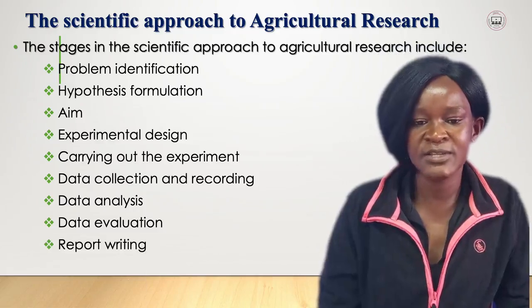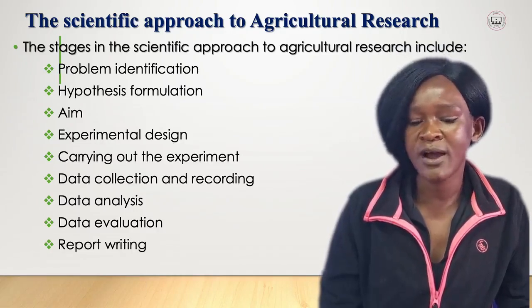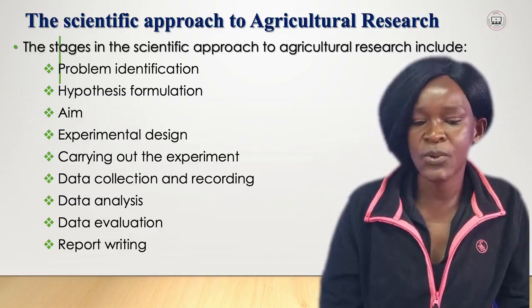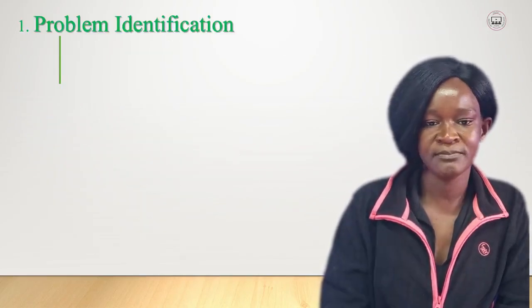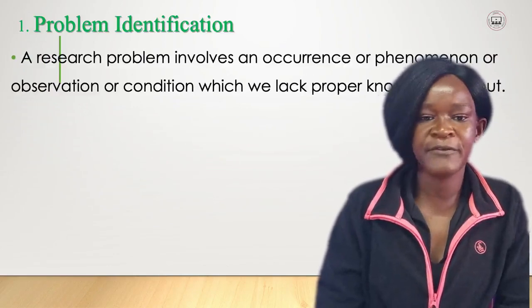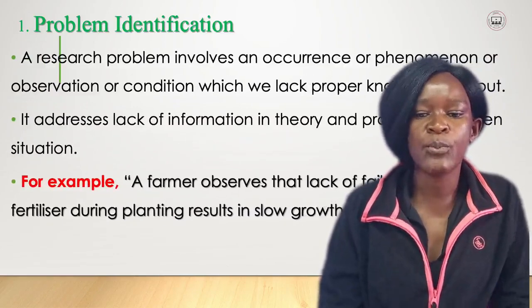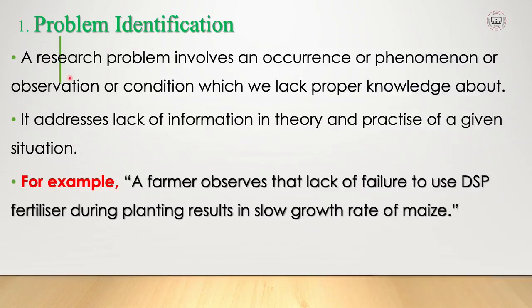So as I've already said, we're going to explain under each and every stage what is required for a researcher to do. Let's start with the first stage, which is problem identification. A research problem involves an occurrence or phenomenon or observation or condition which we lack proper knowledge about. So it addresses lack of information in theory and practice of a given situation.